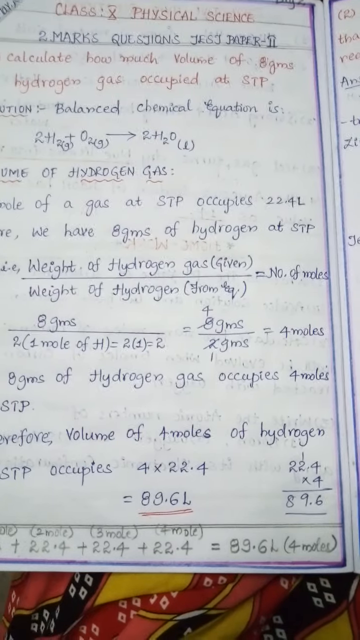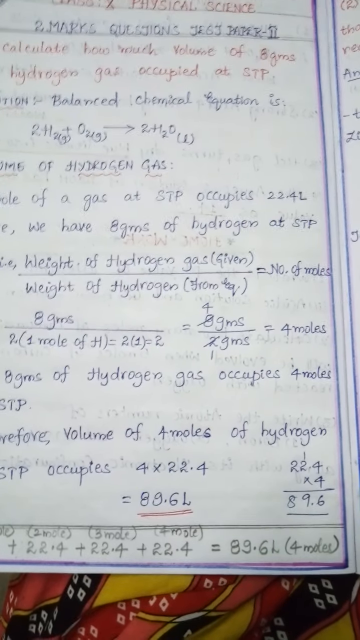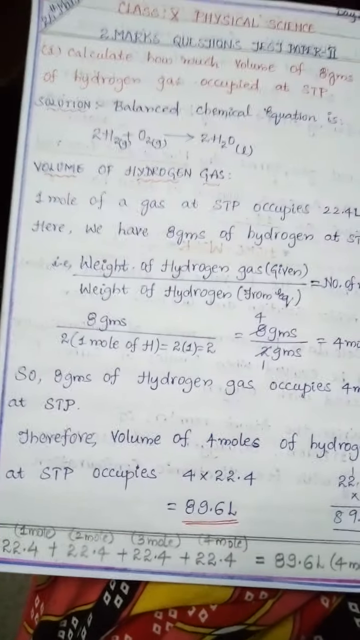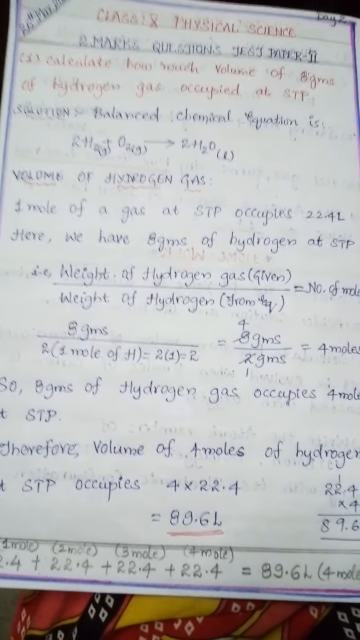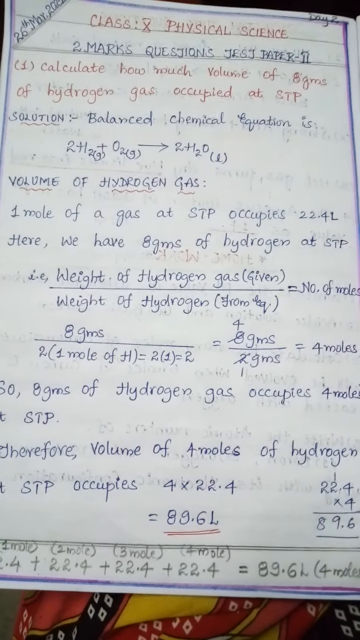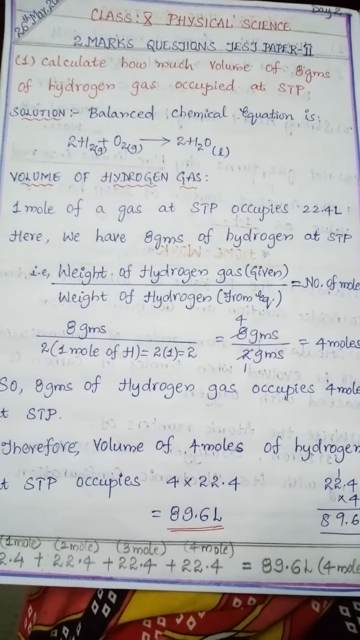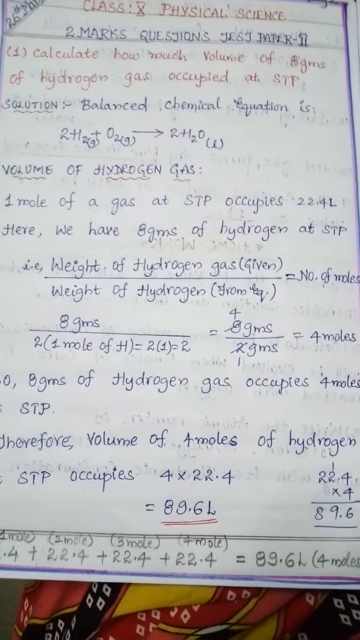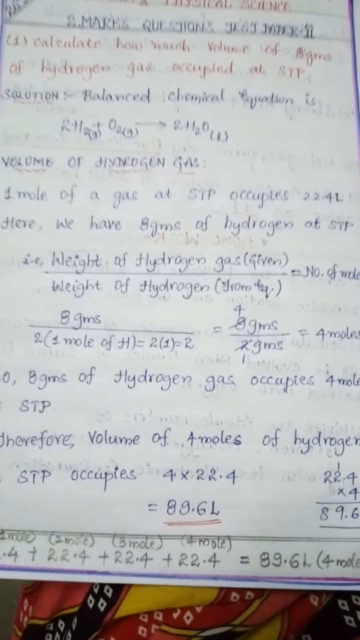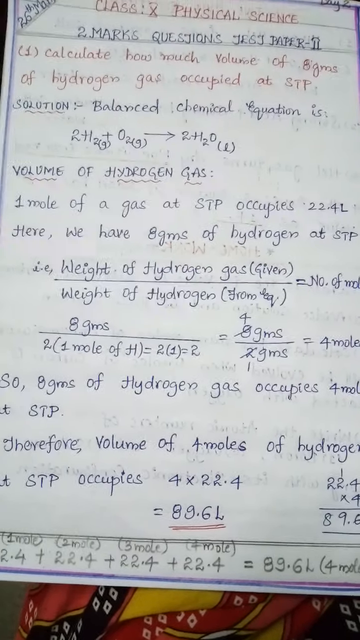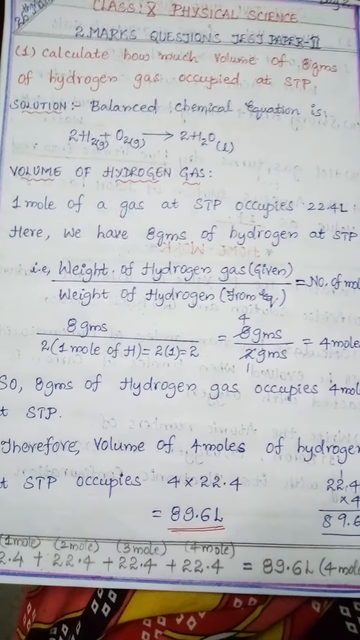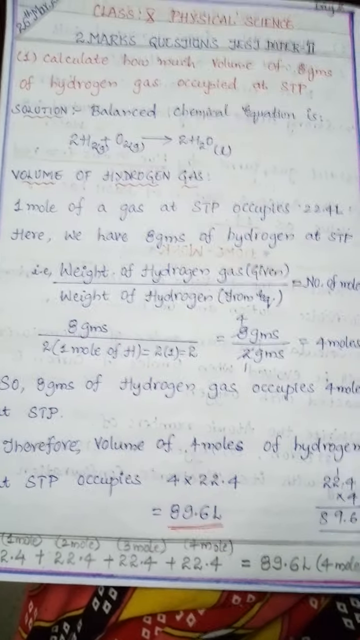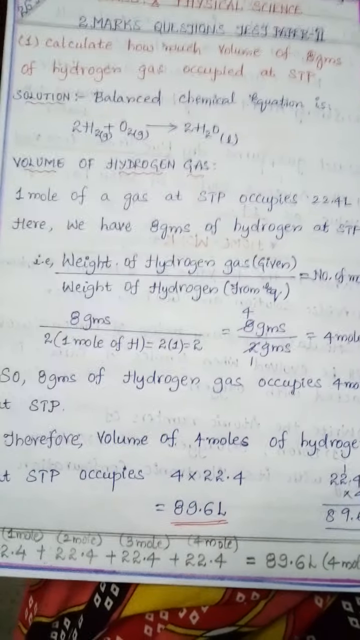Today is 26th March. Now again we are going to deal with 2 marks questions of Model Paper 2. Question number 1 is: calculate how much volume of 8 grams of hydrogen gas is occupied at STP. STP is nothing but standard temperature and pressure. Now students, any element at STP reacts with oxygen gas. So even the hydrogen gas reacts with oxygen here.